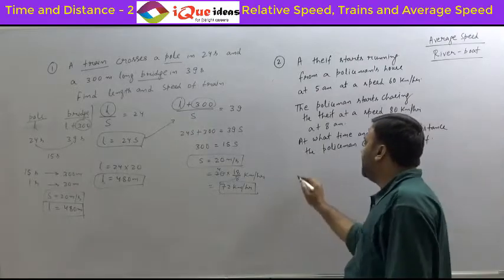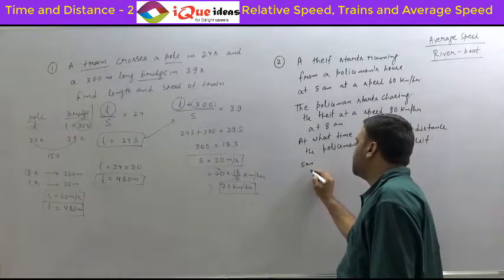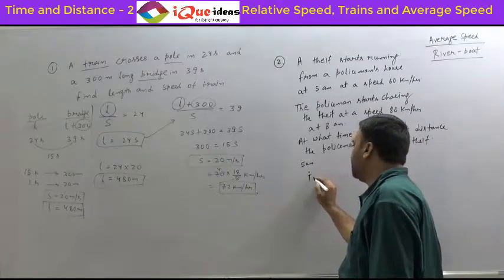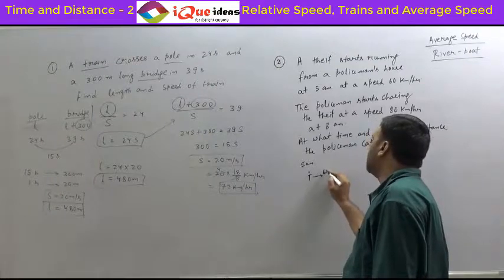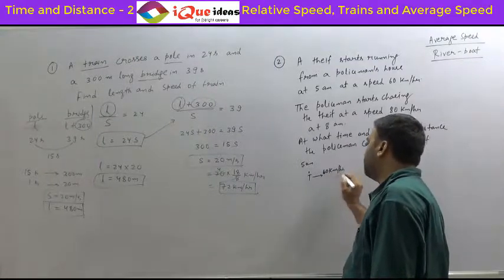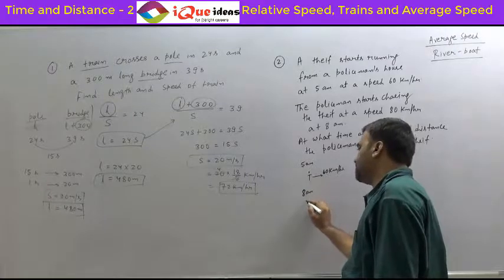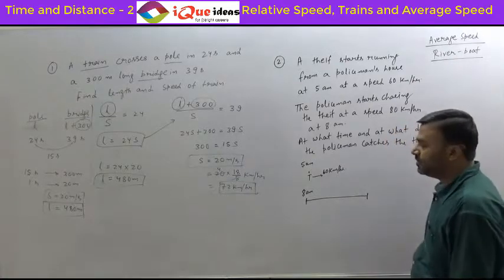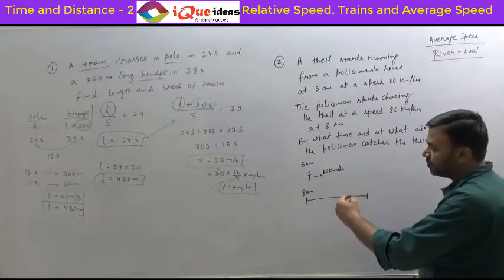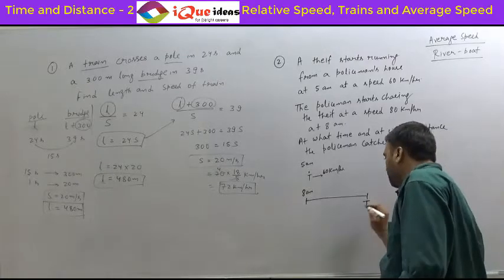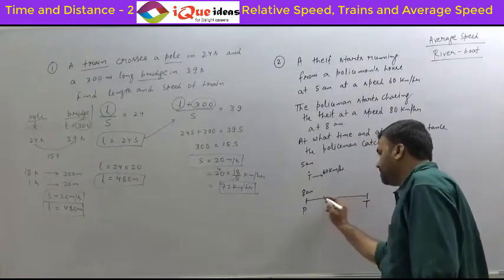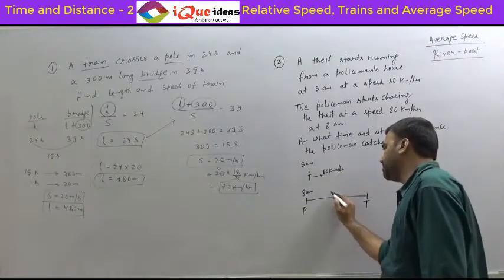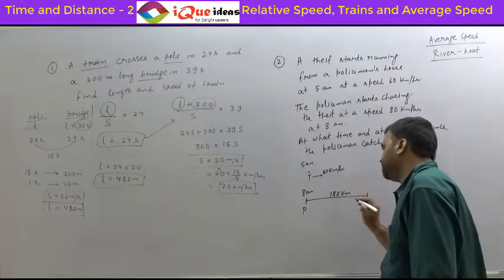Now look at the situation at 5 a.m. What is the situation at 5 a.m.? This is the house of the policeman and the thief starts running from here at a speed of 60 kilometers per hour. And what is the situation at 8 a.m.? This is still the house of the policeman, but the thief has already travelled 3 hours, 5 a.m. to 8 a.m. So in 3 hours, the thief would be here, the policeman would be here, and how much will be this distance? Whatever is the distance travelled by the thief in 3 hours at a speed of 60 kilometers per hour, so this distance has to be 180 kilometers.